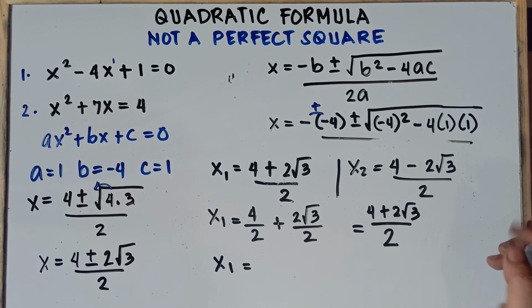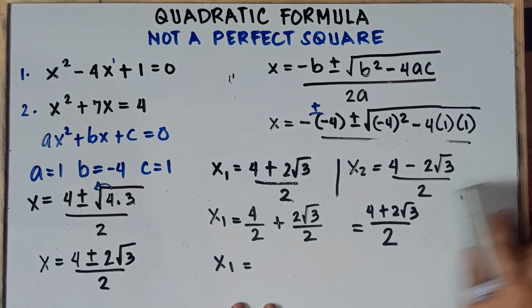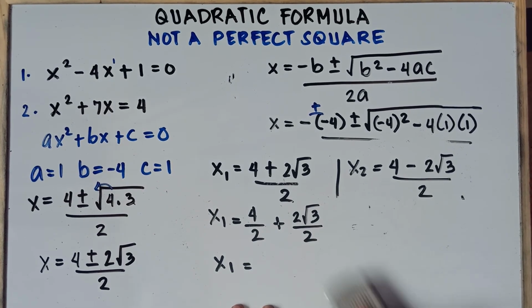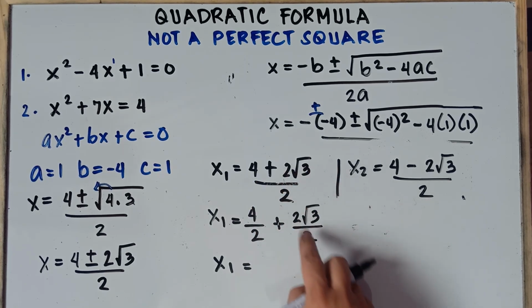Once again, class, 4 plus 2 square root of 3, simply copy. Do not add, class. If your answer is 6 square root of 3, I'm sure you will commit mistakes. You cannot add 4 and 2 square root of 3, class, because this 4 doesn't contain radicals. Alright, so we do it separately. So 4 over 2 plus 2 square root of 3 over 2.